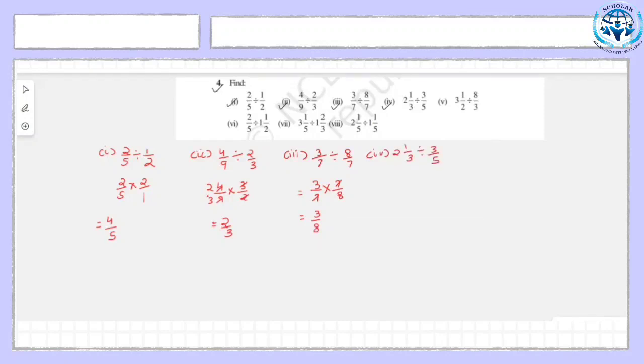Two 1 by 3 divided by 3 by 5. 3 2 just 6, 6 plus 1 is 7, 7 by 3 divided by 3 by 5. 7 by 3 into 5 by 3 is equal to 7 5 ja 35 and 3 3 ja 9, 35 by 9.